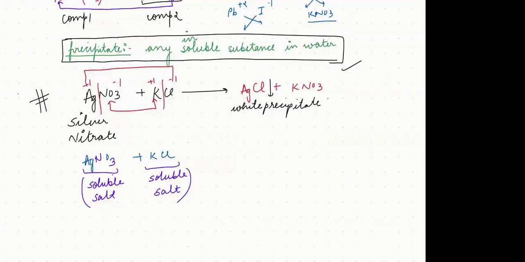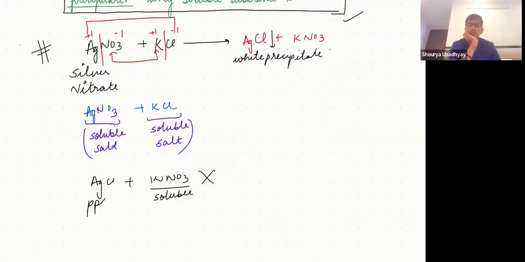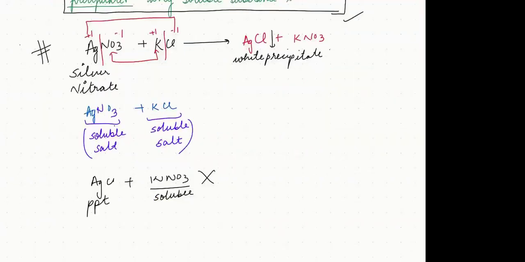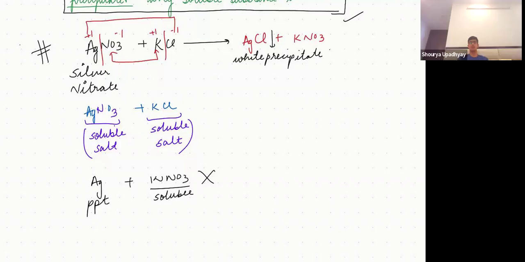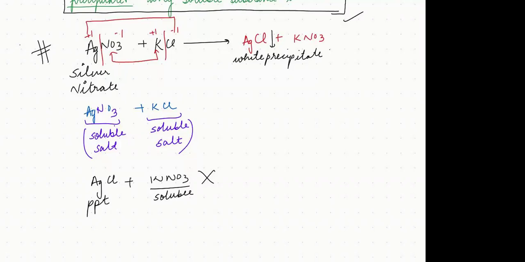Right? So let's suppose you say, okay, ma'am, I'm going to take AgCl with KNO3, then this reaction is not going to take place. Why? Because KNO3 is soluble and AgCl is forming a precipitate. Did you understand? Yes, ma'am. Sometimes when you're given a particular reaction, you have to understand that when we have AgCl and KNO3, what exactly do you think is going to happen?